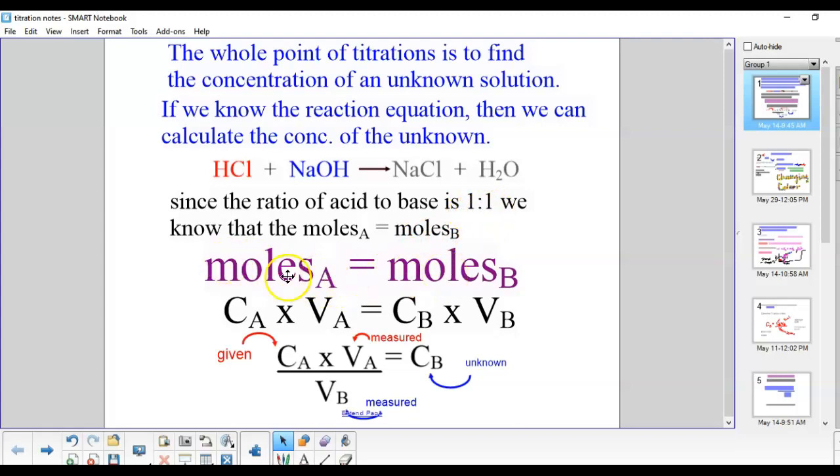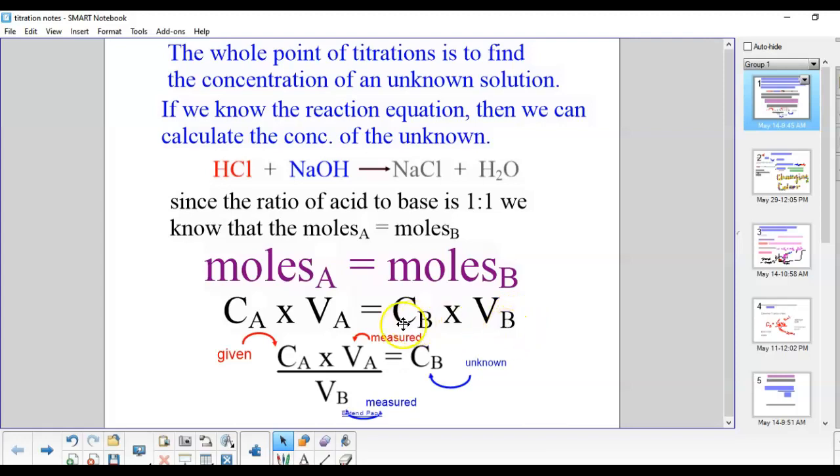Here we can write that in an equation form. Now, from one of our earlier triangles, we know that moles is concentration, which is measured in molarity, times volume. And because the moles of acid and base are equal to each other, we can write the equation in this form. Concentration of acid times volume of acid equals concentration of base times volume of base.